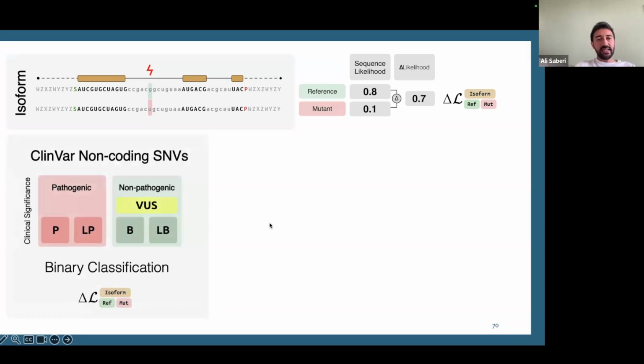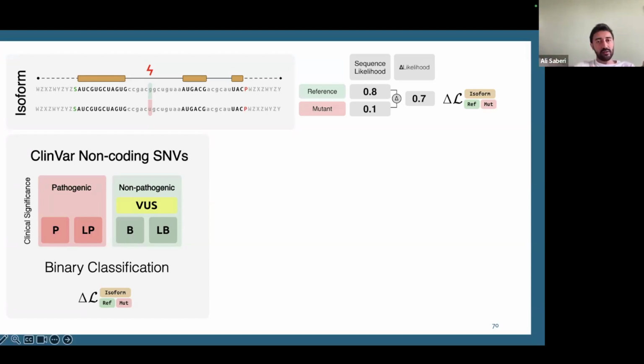So we have a data set, ClinVar, non-coding SNVs. We particularly focus on non-codings because for the codings, we have many tools that are actually working well. And when you provide intronic information for the model, you're somehow distracting the model from the coding regions. Because for the coding regions, it's much easier because you have the codons and you can estimate the translated protein, and it's much easier task.